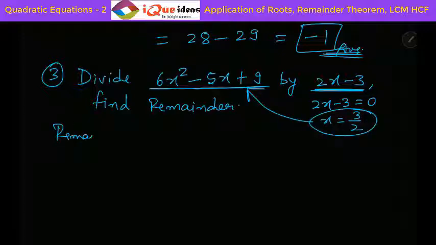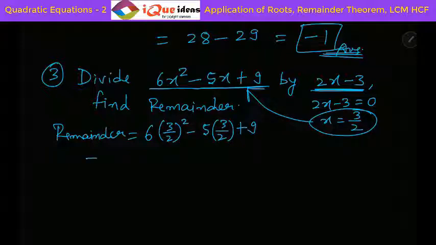So the required remainder is straight away equal to 6 into x square. That means 3 by 2 square. We have to substitute 3 by 2 in place of x. Right? So it is 6 into 3 by 2 square minus 5 into 3 by 2 plus 9. Right? Simplify this. It is 6 into 3 by 2 square, which is 9 by 4, minus 5 into 3, that is 15 by 2, plus 9.